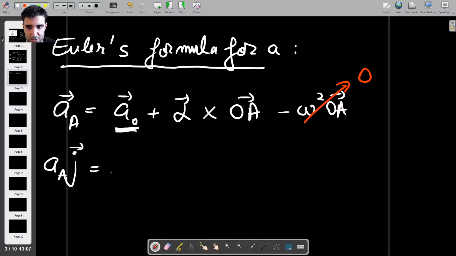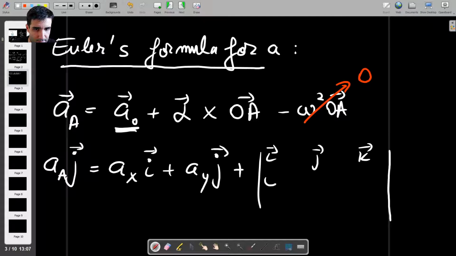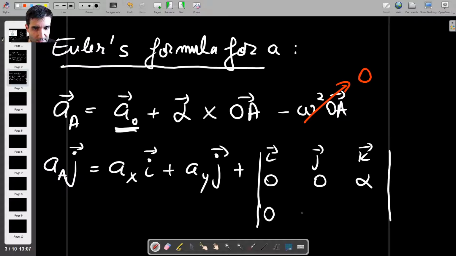And then the acceleration of O has the two components that we were talking about earlier, so that's ax and ay, plus, and then I've got my determinant, which involves my angular acceleration alpha, which I don't know if it's positive or negative, but I'll treat it as positive for now. And then OA is going to be equal to b root 2 over 2, and it's purely in the positive y direction. So that's b root 2 over 2, and then this is 0.